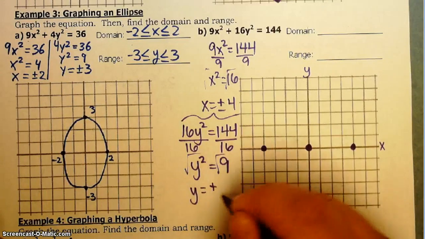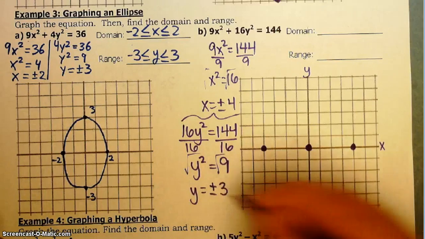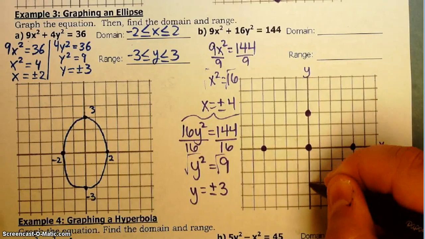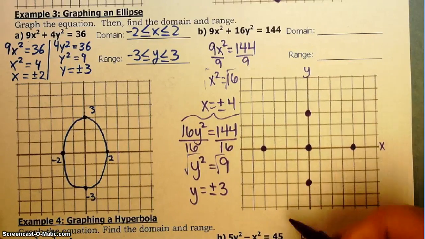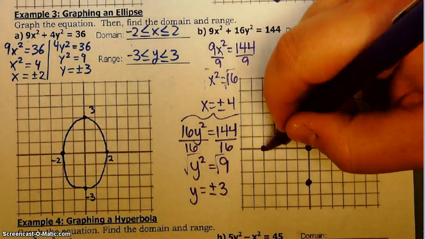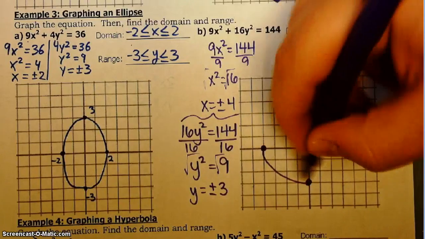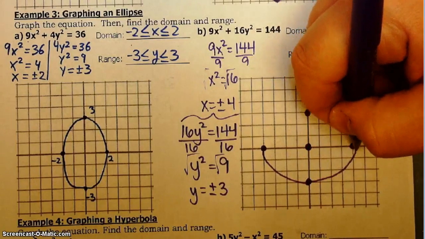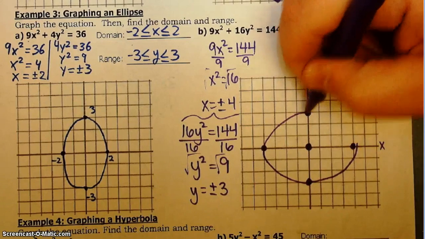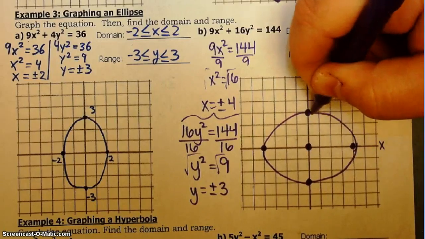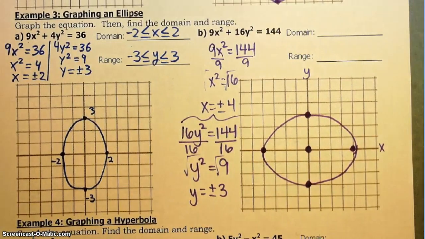And we're going to get plus and minus 3 when we take our square root. So that means when I go on my y-axis, I'm going to go up 3 and then down 3. And I'm just going to do my best. I'm going to make a little curve here, oval shape. It's called an ellipse. I did a really bad job there, sorry. There we go. And then your domain and range.